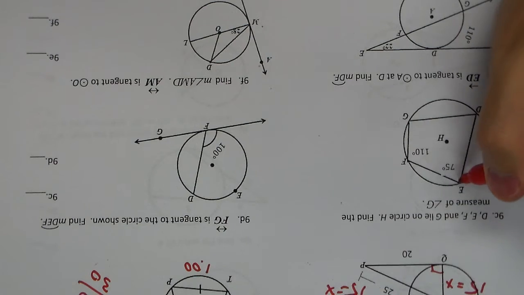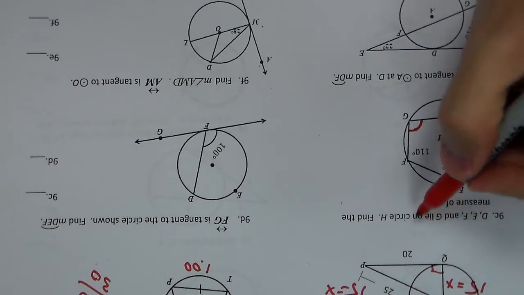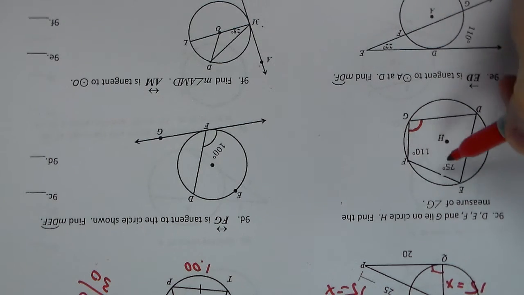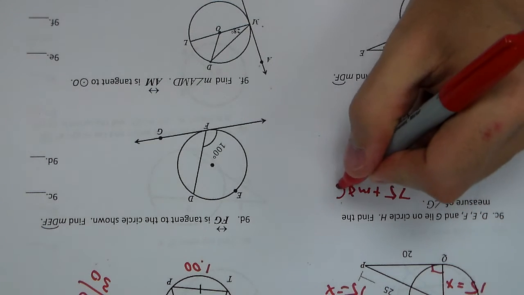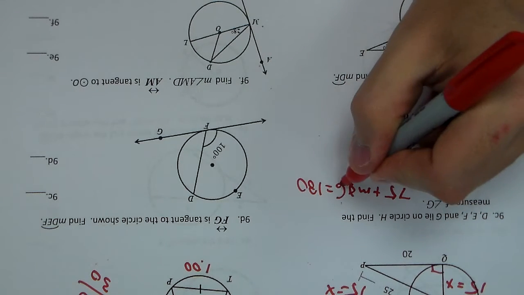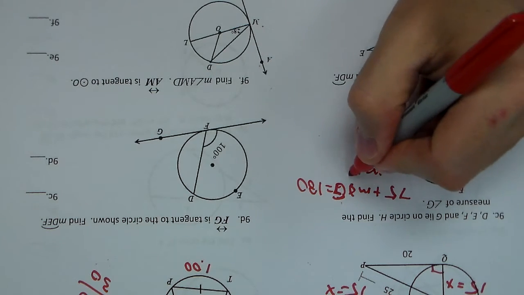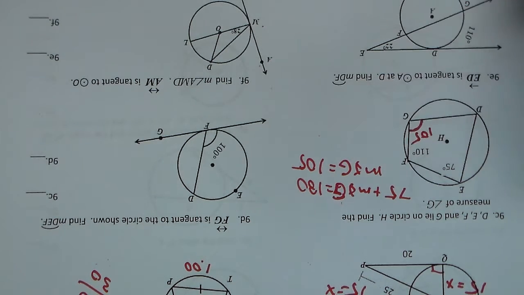9C, we have an inscribed quadrilateral, and we need to find the measure of angle G. Whenever you have an inscribed quadrilateral, the angles opposite each other are supplementary. So I'll do 75 plus the measure of angle G equals 180. Subtract 75 from 180, and I get 105 for that angle. I wanted to check: 110 and this angle would make it 70, because those would add to 180.